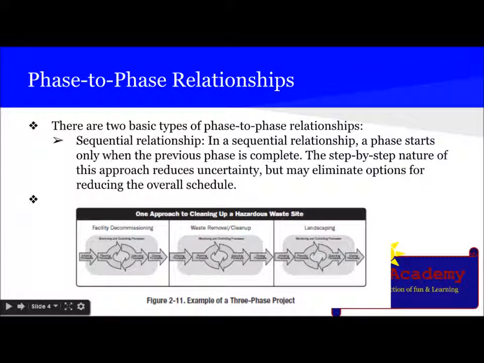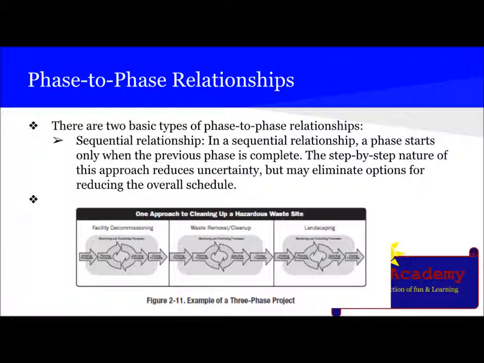Phase-to-phase relationship. There are basically two types of phase-to-phase relationship, sequential relationship and overlapping. In case of sequential, a phase starts only when the previous phase is complete. The step-by-step nature of this approach reduces uncertainty but may eliminate options for reducing the overall schedule.